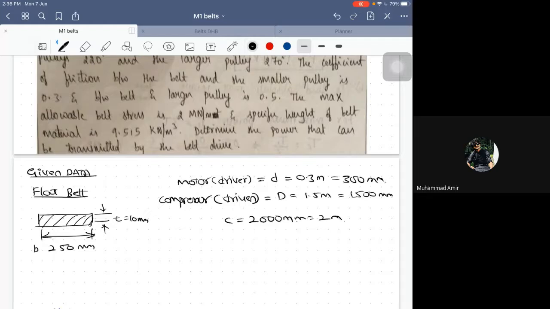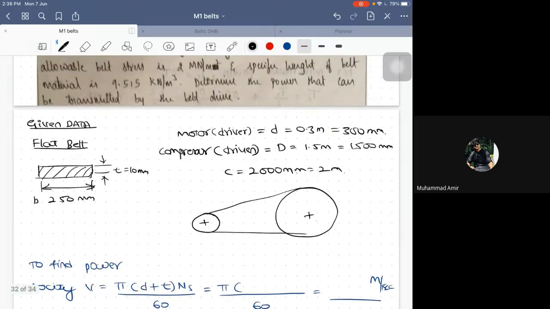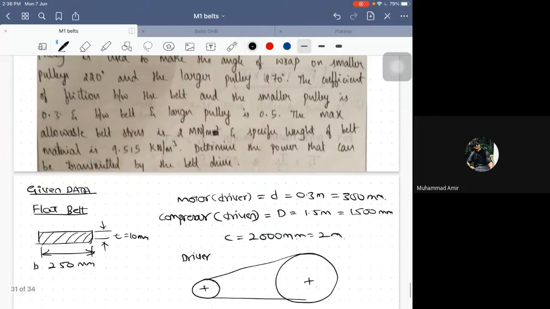If you are comfortable, you can just draw a small diagram also. 0.3 meters motor pulley, the big one 1.5 meters compressor pulley. So this is how it is being attached. Okay, so this is the driver, which is the motor, and this is the driven, which is the compressor. So all the parameters are being mentioned here.